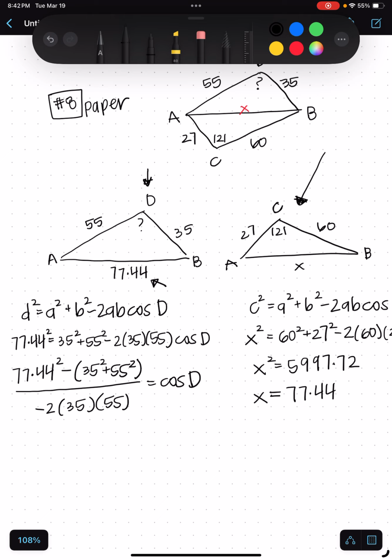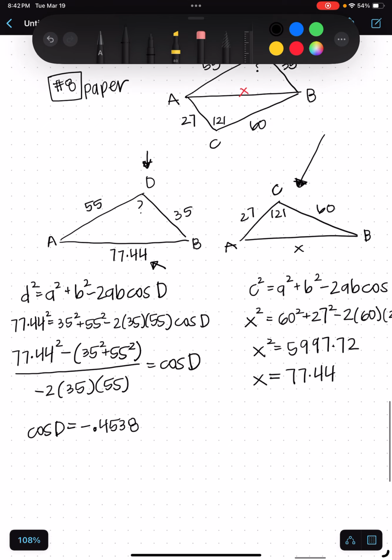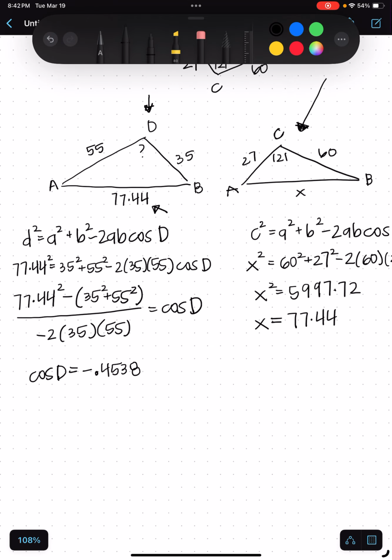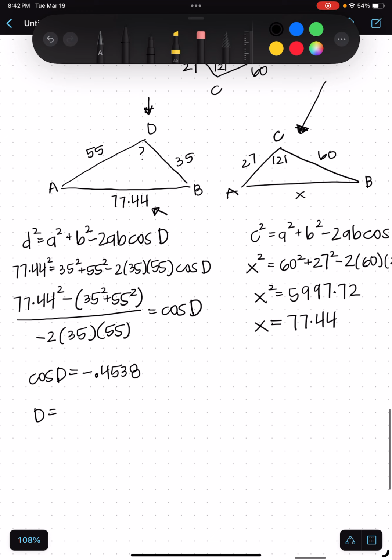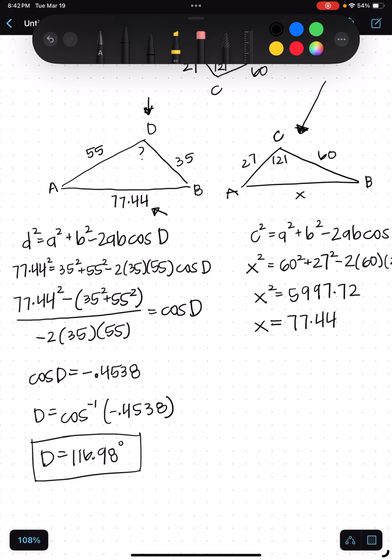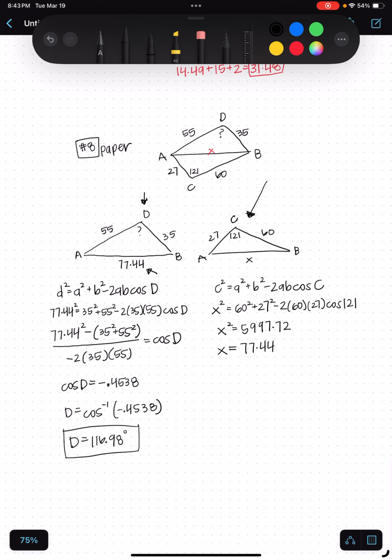So to find that, plug that into a calculator. When I did, I got cosine of angle D is equal to negative 0.4538. And then to find the actual angle D, we take the inverse cosine. So D is equal to cosine to the power of negative 1 of negative 0.4538, which when I plug that into a calculator, I get 116.98 degrees. So that one was definitely harder because you had to go through a couple of steps to get to your final answer.